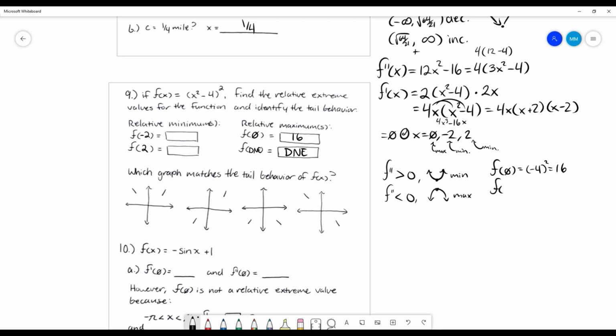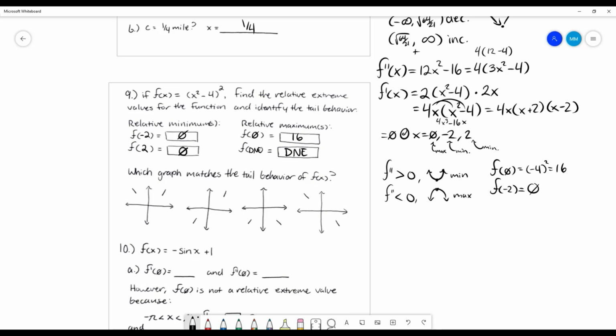Let's try f of negative 2. It's going to be 0, right? Because negative 2 squared is 4. 4 minus 4 is 0. 0 squared is 0. Then doing the same, 2 squared is 4. 4 minus 4 is 0. 0 squared is 0.